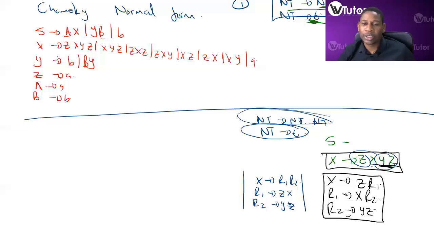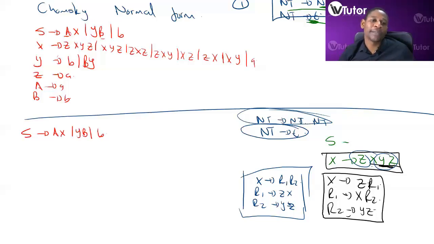So these are the two options that you have to use when grouping them. So now we know that this part S goes to AX, it's fine. This 2, Y, B, it's 2, B is 1, that's fine. Then X goes to ZX, BY.